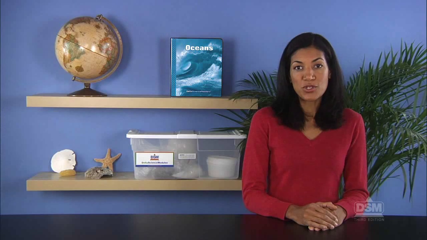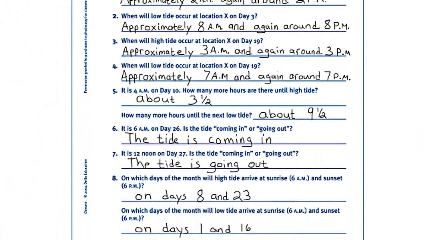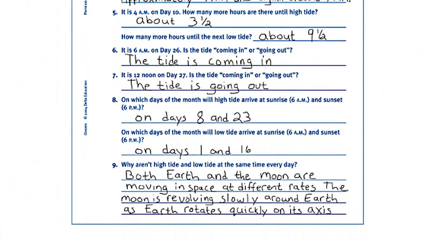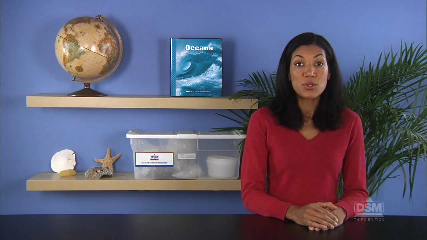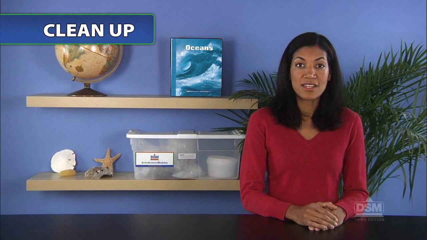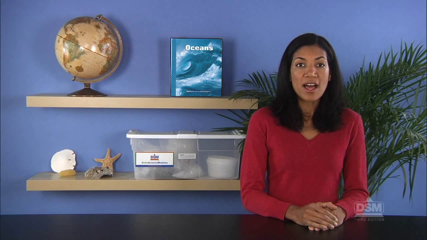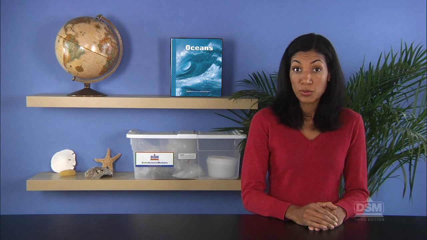After students have finished their work with the tidal dial, distribute Activity Sheet 9 and have them complete it. Finally, inform students that in the next 3 activities, they are going to turn their attention to some of the life forms that dwell in Earth's oceans. To conclude this activity, let students keep their tidal dials. Note that you will need 5 assembled tidal dials with rubber bands for the assessment activity.